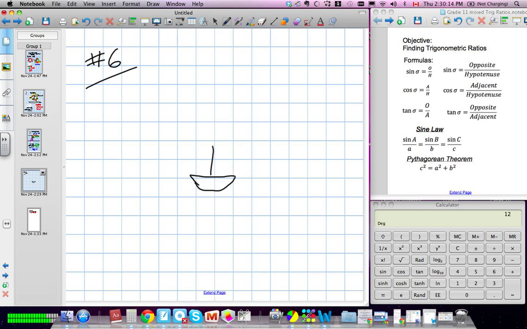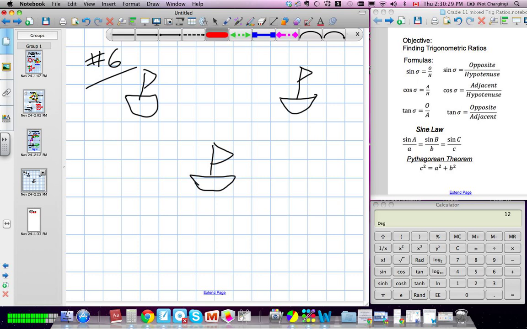Okay, question number 6 says a Coast Guard's boat. All right, so we have our Coast Guard down here. There's his boat. And he's tracking 2 ships. Here's ship number 1 and ship number 2. At noon, it says the 2 ships are 5 kilometers apart. So these are 5 kilometers apart. Now here's an important wording. I need you guys to pay attention to this.